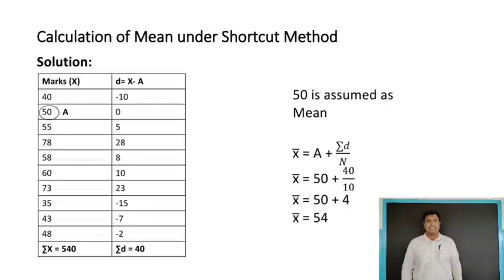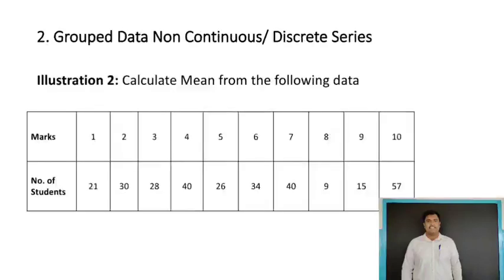Likewise we calculate d, and at the end we take the summation, that is sigma d, which is equal to 40. Formula is mean is equal to a plus sigma d by n. a is the mean that we have assumed, that is 50, plus sigma d we have got 40, divided by n, that is the number of observations, 10. So 50 plus 40 divided by 10 is 4. So 50 plus 4 is 54. So both in direct method as well as the shortcut method, mean is equal to 54.